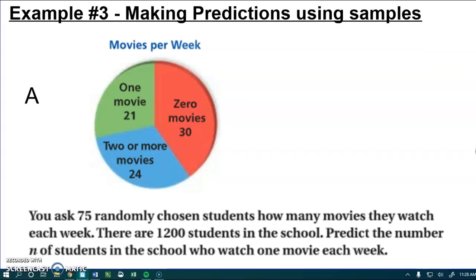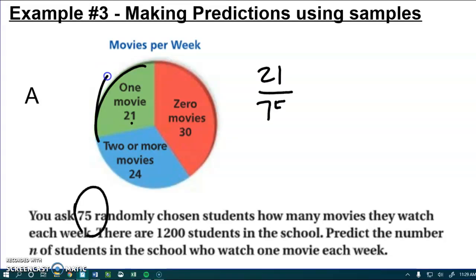All right, so now we're going to be using proportions to solve questions here. This says you ask 75 random students how many movies they watch each week. There are 1,200 students in the school. Predict how many watch one movie a week. Well, all right, looking at our results here, one movie a week is this section here. So 21 out of the 75 people you talk to.